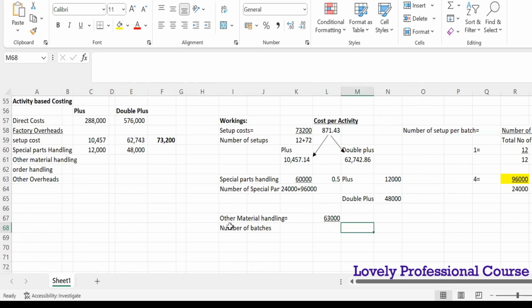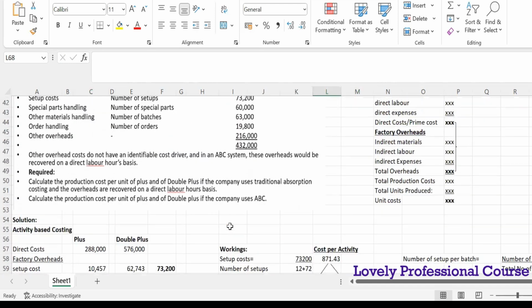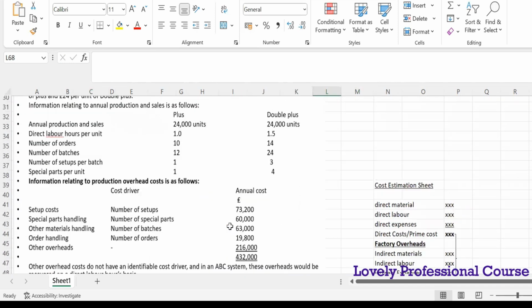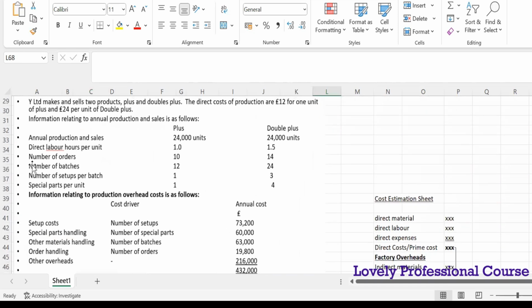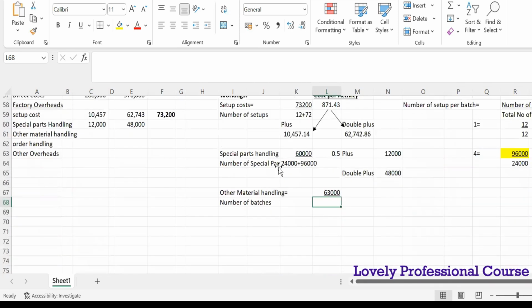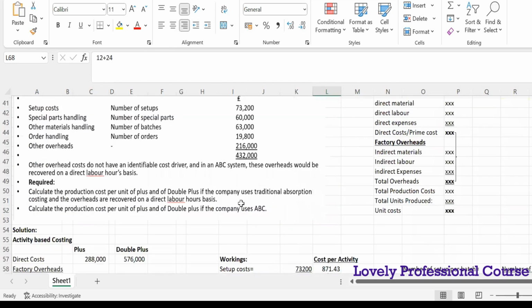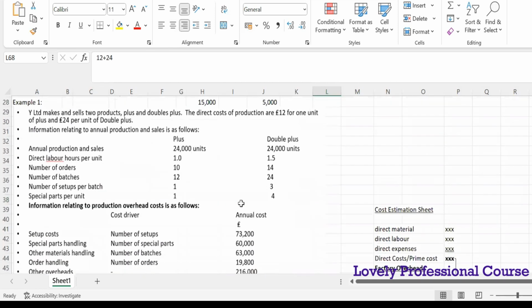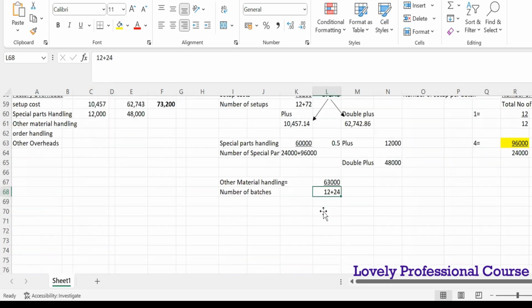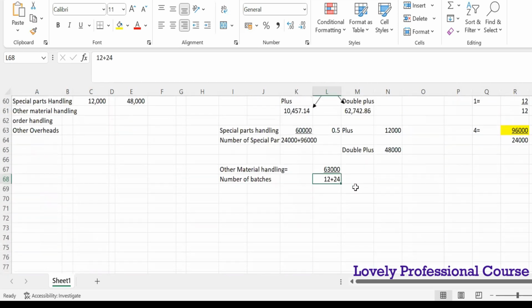Is it okay? So here, my question is the number of batches. Do we have the number of batches? Yes, look here. The number of batches are there. We have 12 for plus, and for double plus we have 24. So you have to use this 12, it is for plus, plus this 24 for double plus. Are we together? So they give me 12 and 24, of course.